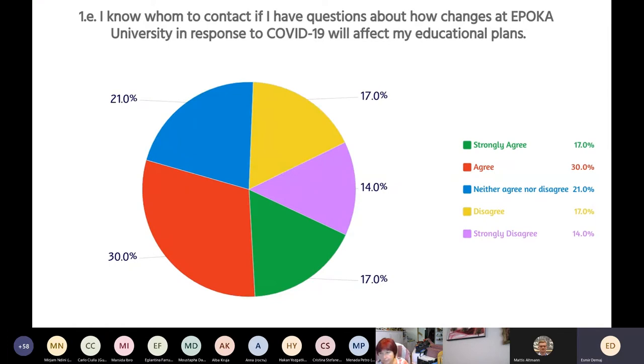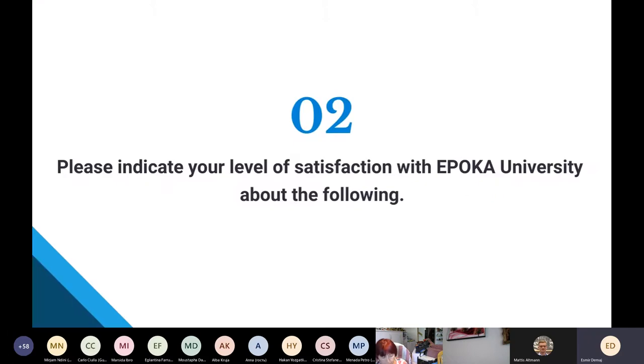We asked them whether they know whom to contact if they have a question about whatever change is happening at Epoca University as a response to this emerging situation. And again, generally speaking, they do have an idea to whom they directly have to contact and get information, even though the university was providing them continuous communication via emails or web page announcements.